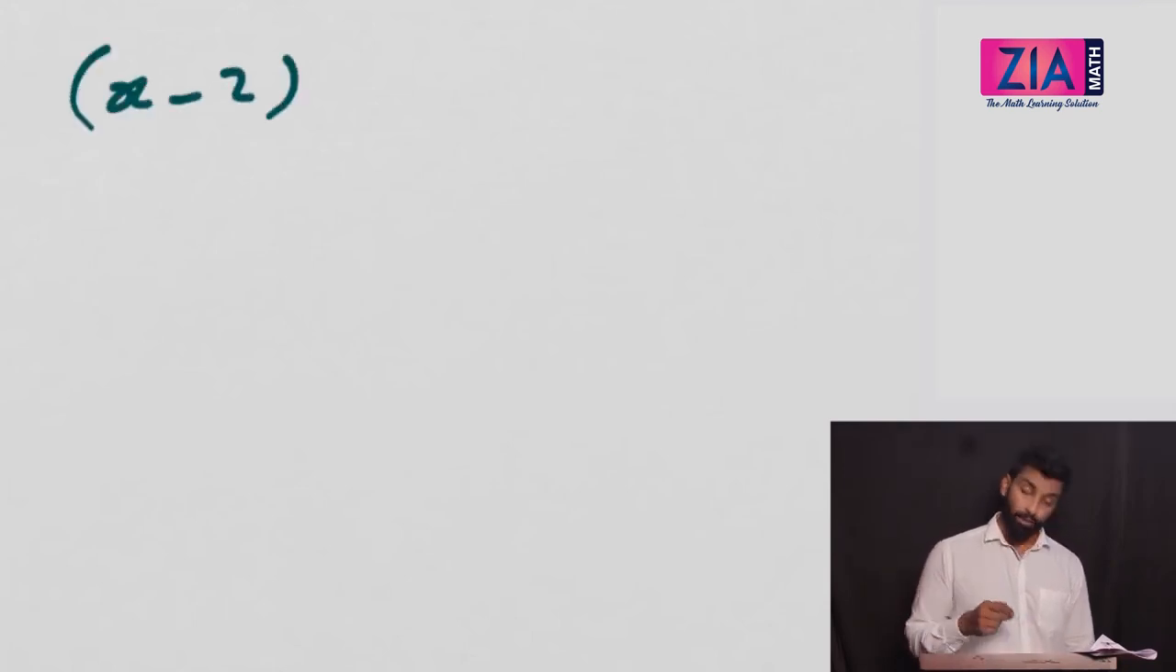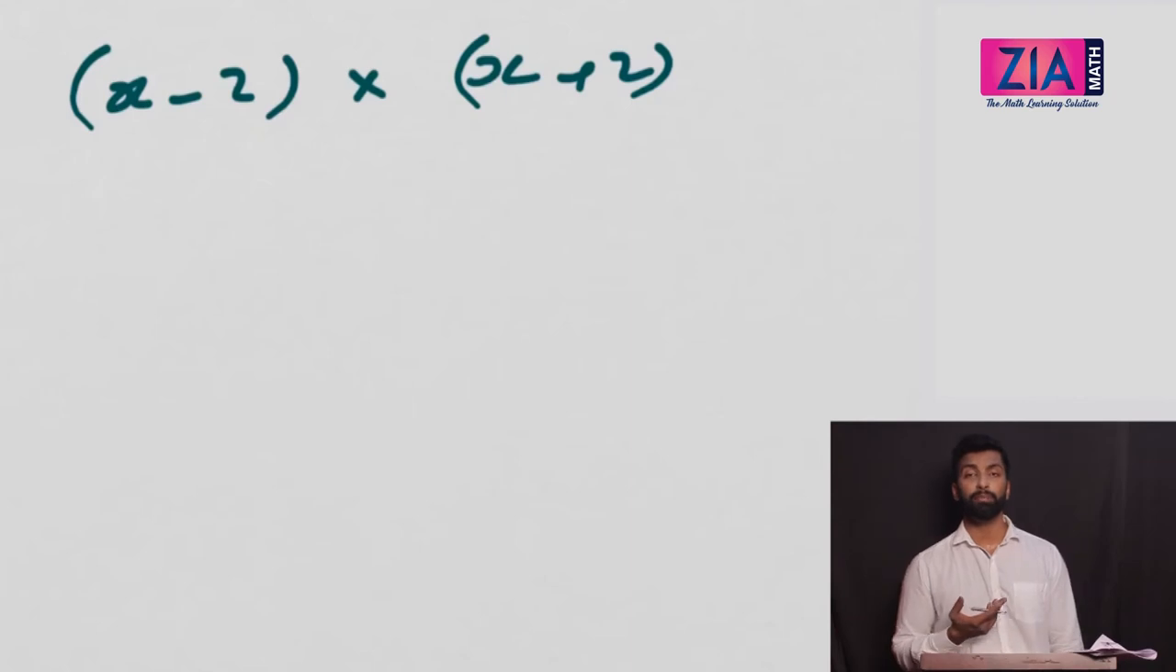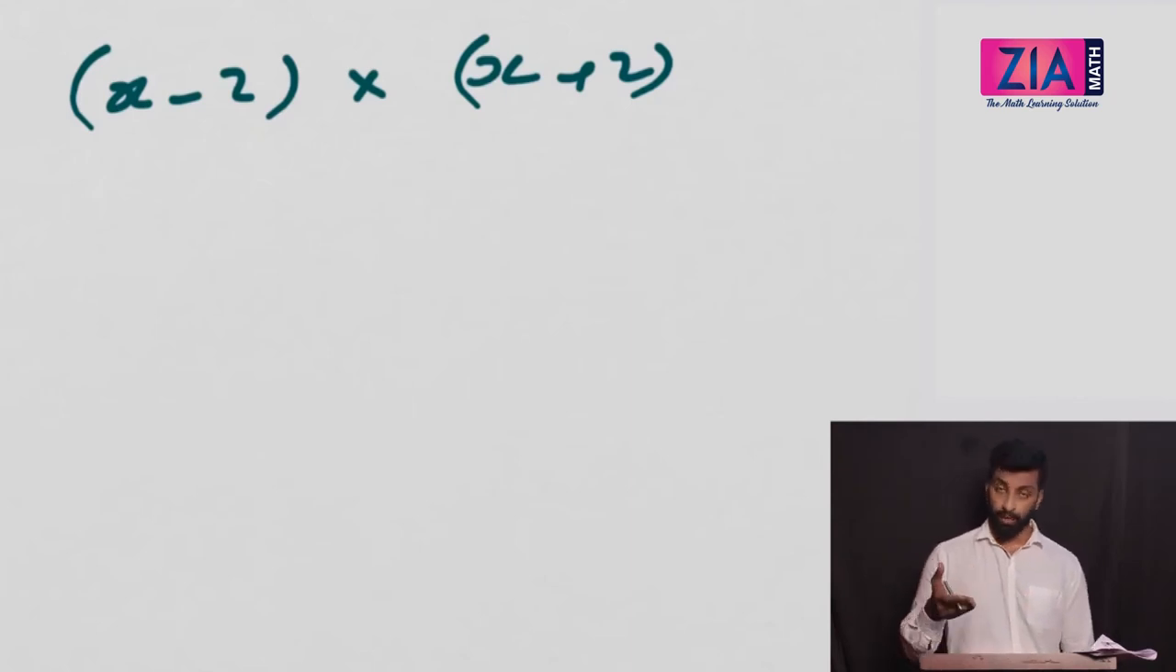What is given in this question? Three even numbers, so we will take them as x minus 2, x and x plus 2, right? Three consecutive even numbers: x minus 2, x and x plus 2. Three consecutive numbers means we will take x minus 1, x and x plus 1. Consecutive even numbers means x minus 2, x and x plus 2, right?